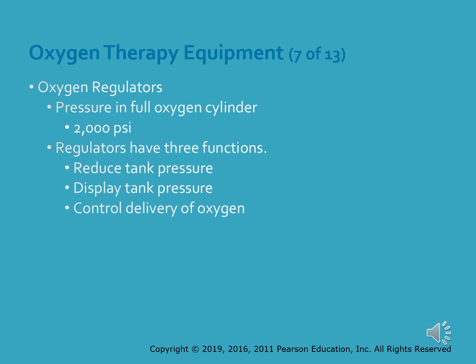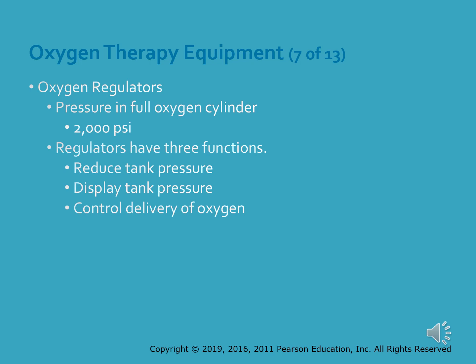All oxygen regulators have a minimum of three functions. First is to reduce the tank pressure. The first function of the regulator is to regulate, or reduce, the pressure of the oxygen leaving the tank to allow for efficient delivery to the patient. It can reduce the pressure from 2,000 psi to between 30 and 70 psi.